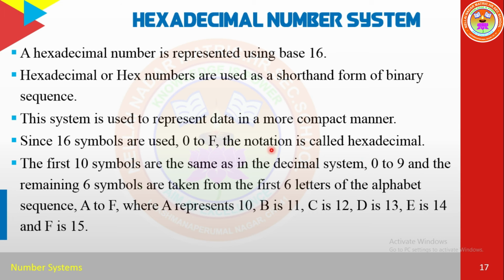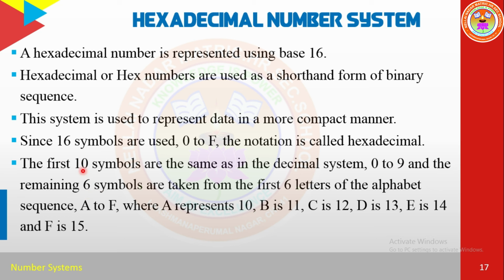What does 0 to F mean? Already we know the first 10 symbols are from the decimal number system. In the decimal number system, the first 10 numbers are 0 to 9. The same thing you can follow here also. After 10, you can mention the remaining 6 values like alphabets. So the first 10 digits are the numbers 0 to 9, and in hexadecimal also, after the 10th value, the balance 6 symbols.